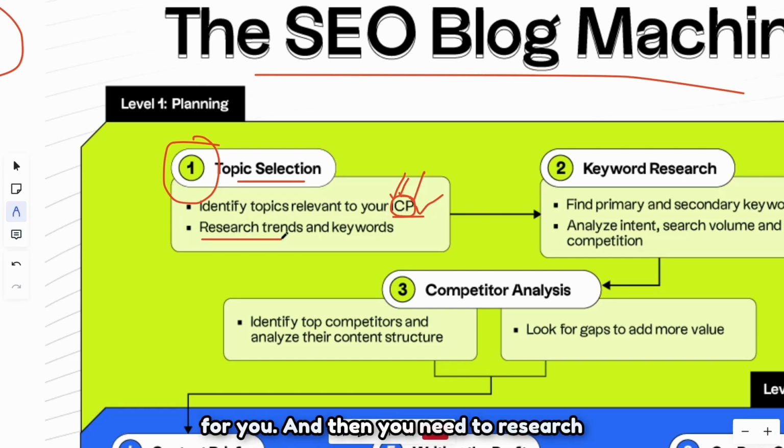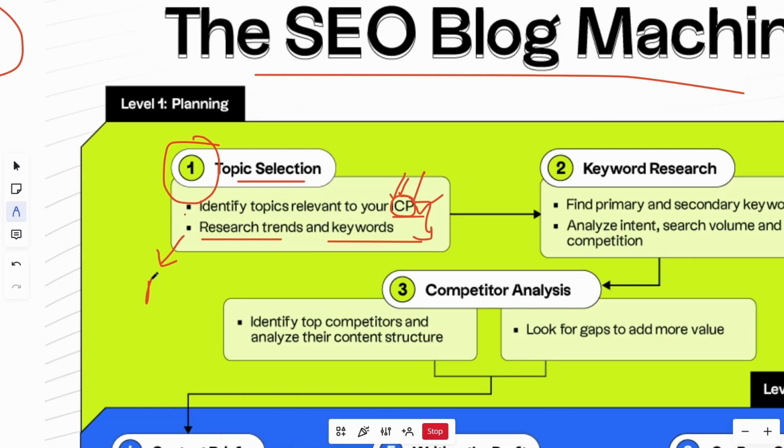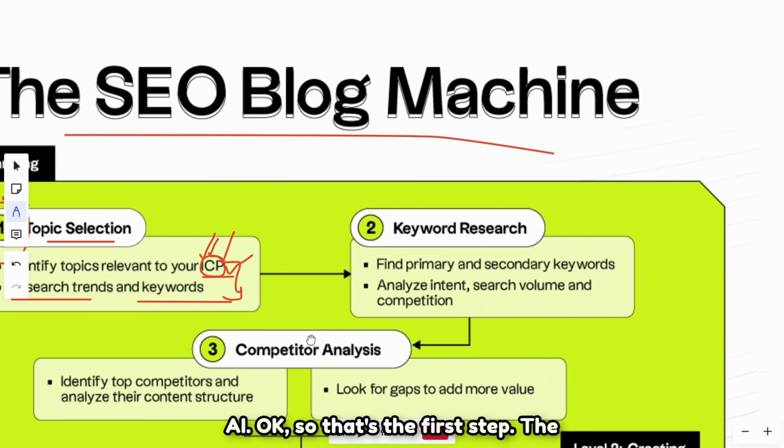And then you need to research trends and keywords. So you combine this and you're going to get a bunch of topics. You can use AI to write a bunch of topics, or you can do it manually. I'd rather go with AI. So that's the first step.